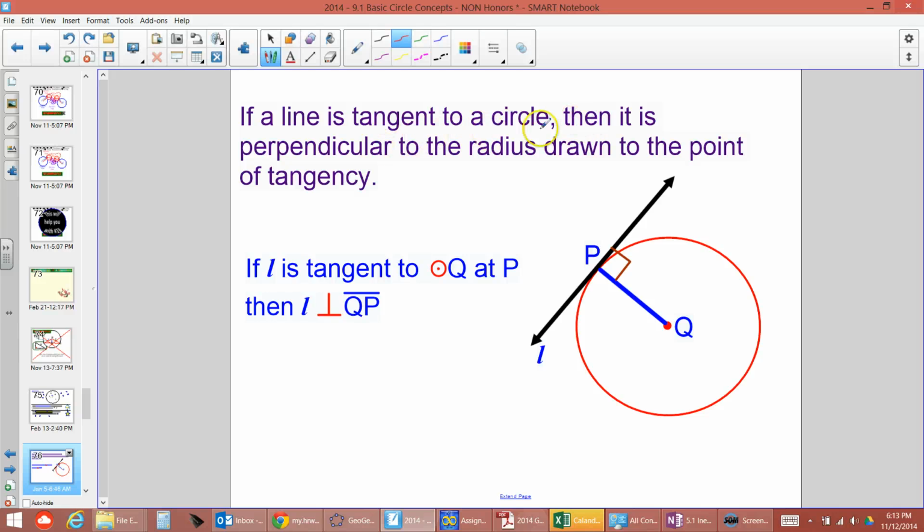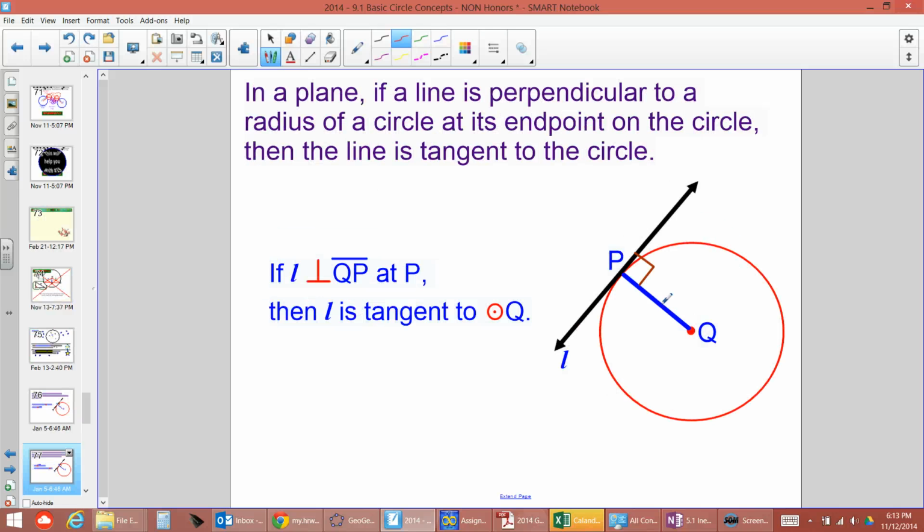So if a line is tangent to a circle, then it is perpendicular to the radius drawn at the point of tangency. This is huge. We use this so much this year. All right, so P right here, this is the point of tangency. And so the line L is tangent. That means I get a 90-degree angle right here with this radius. It's super important that you know that tangents are perpendicular to radii. Okay.